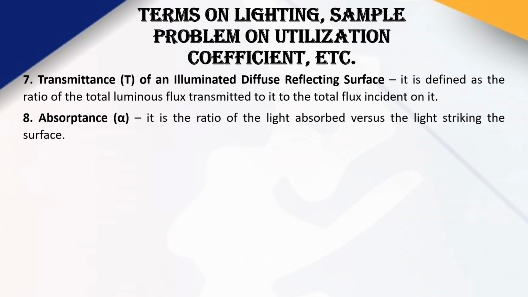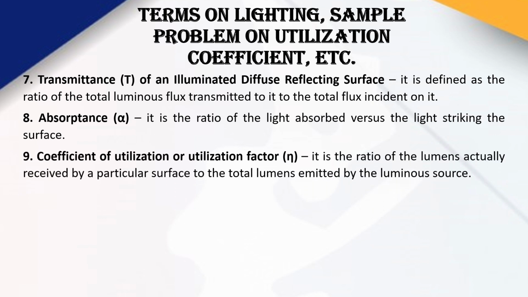Eighth, absorptance. Its symbol is alpha. It is the ratio of the light absorbed versus the light striking the surface. It is the measure of how much light a surface absorbs compared to the total light that hits it. It is calculated as the ratio of absorbed light to the incoming light. This value indicates how effectively a surface converts light energy into other forms, such as heat, rather than reflecting or transmitting it.